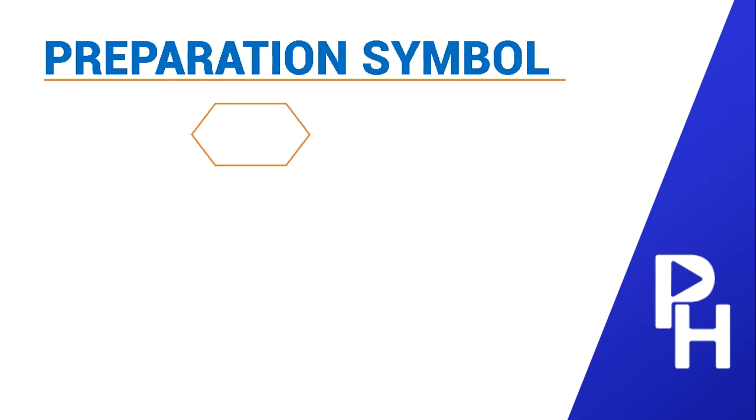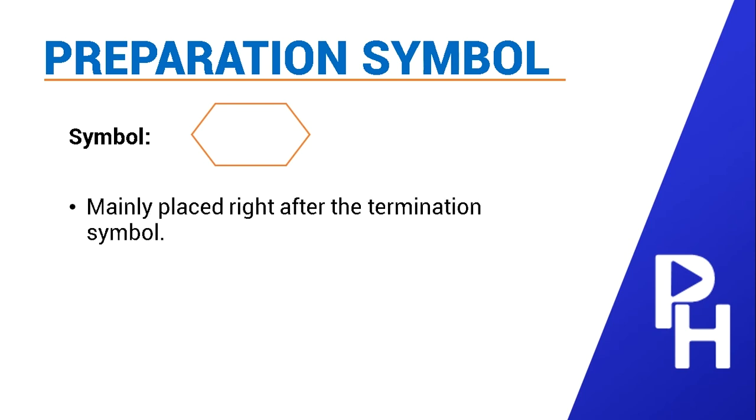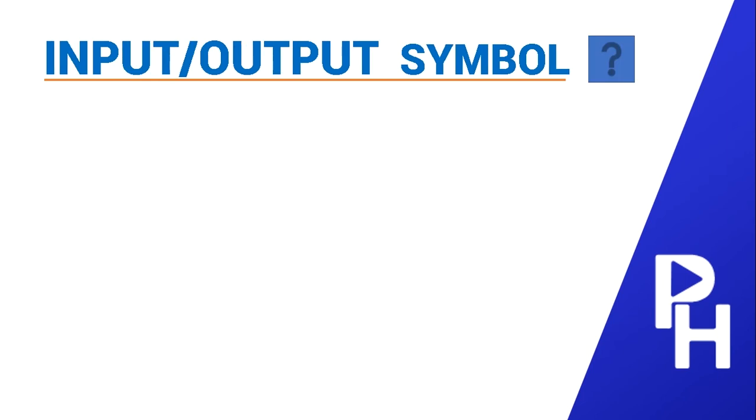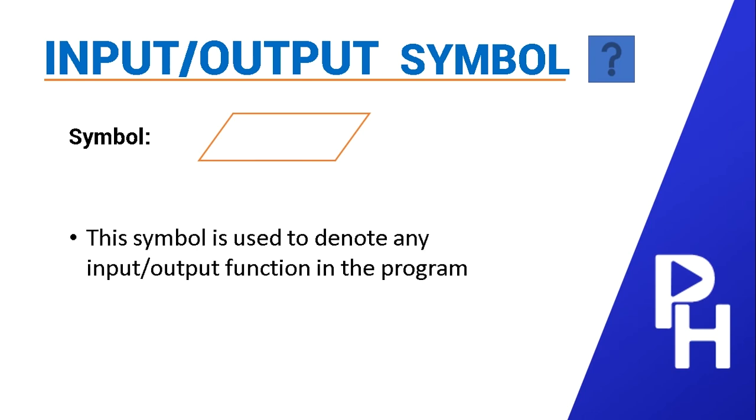The next symbol is the preparation symbol, also known as the initialization symbol. This is mainly placed right after the start terminator, and it holds the declared variables. Whenever you want to create or initialize a variable, you will need to put that in the preparation symbol. The next symbol is the input and output symbol, like this. This symbol is used to denote any input or output function in the program.